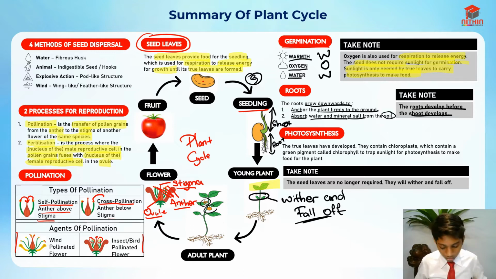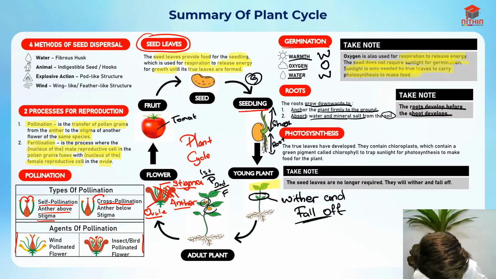Okay. So next, from the adult plant, the flower starts to form. So from this flower over here, there's a stigma, anther, ovule. So first, pollination needs to occur. Then second, fertilization needs to occur. Then after fertilization, the ovule of the flower becomes the fruit. So this fruit is a tomato fruit.